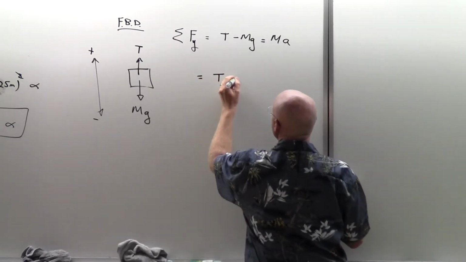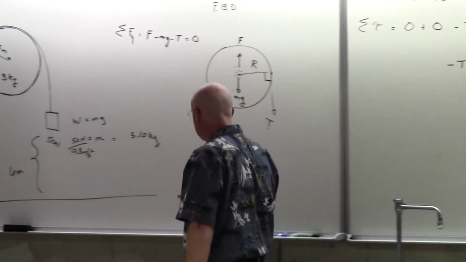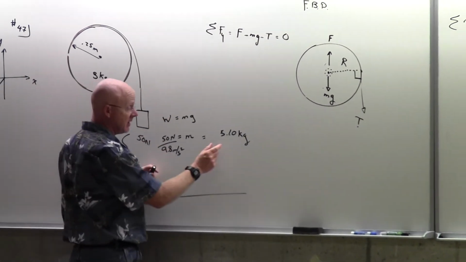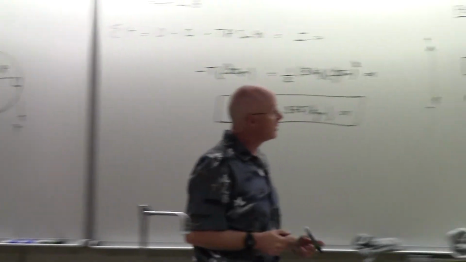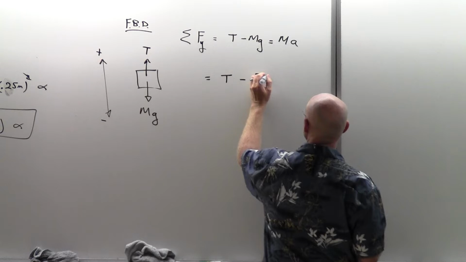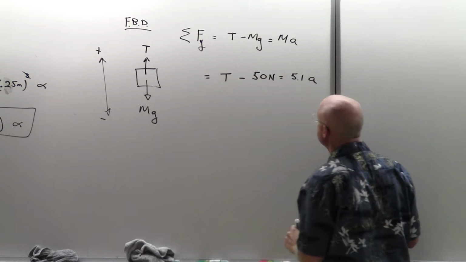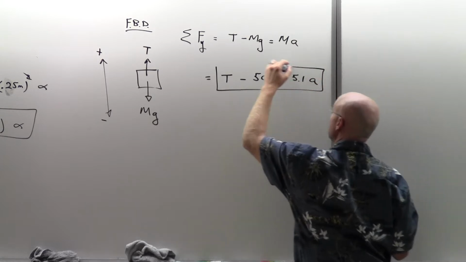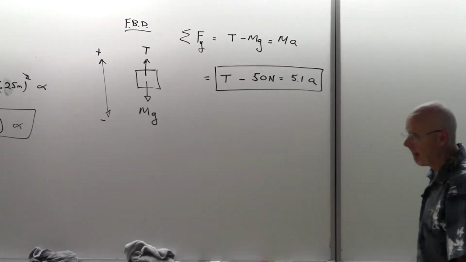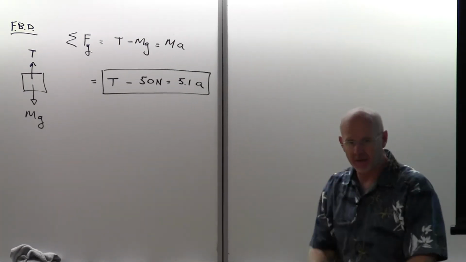And so again, if I put in my numbers, you'll see what I have here. I have tension minus an mg. Well, mg is this number here. This must be the 50, right? This is the 5.1 times the 9.8. And so the weight of this thing is 50 newtons equals 5.1 A. And I'll put a box around that equation also. Because again, it has two unknowns in it, so I can't by itself solve it.